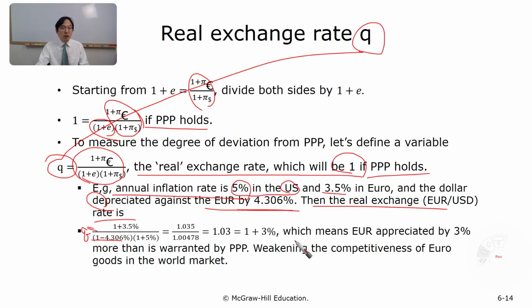What's the intuition here? Well, it means the euro appreciated by 3% more than is warranted by purchasing power parity. The euro got strengthened, which means your product price in the international market weakens. Nobody wants to buy your expensive product. I will go for the US product instead of euro products. For example, Intel producing chips versus Infineon producing chips, which one would you buy? I'll go for the Intel one, because the euro in real terms went up, appreciated. Expensive there, cheaper over here. So it weakens the competitiveness of euro goods in the world market, that's the idea.